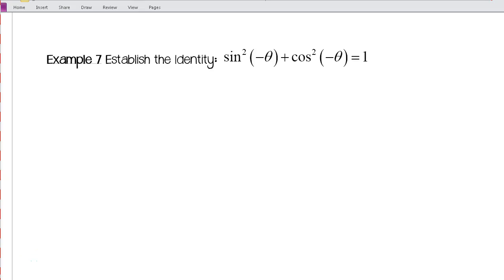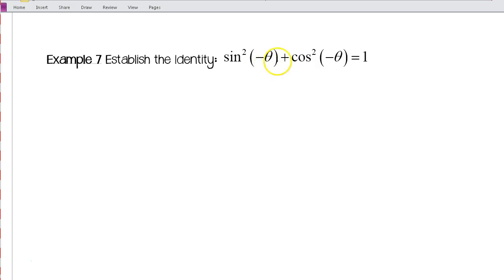We're in Unit 7, looking at the examples in the Identities packet. This corresponds to Section 7.3 in your book. In Example 7, we want to establish another identity. So we want to show that sine squared negative theta plus cosine squared negative theta equals 1. This looks very similar to our Pythagorean identity, but we're going to have to do a little manipulation before we actually show that it is.